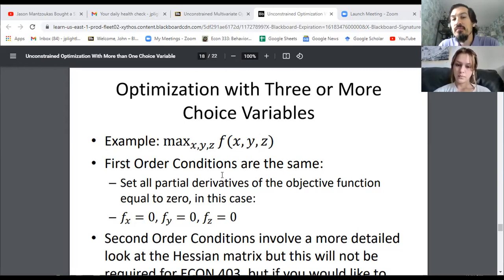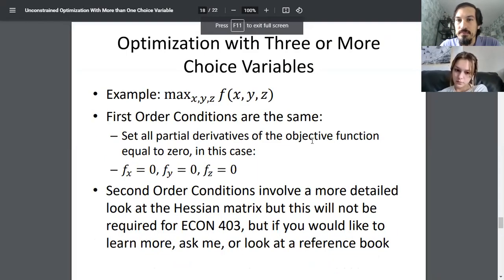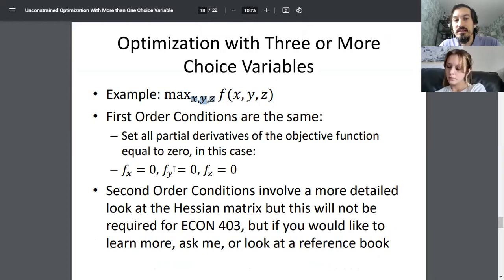Okay. The first thing to know is that first order conditions are exactly the same. In other words, you set the partial derivative of the objective function to zero. Let's see if I can get a full screen. There, I think it's full screen. Still looks good to you guys, right? So let's say the choice variables are x, y, and z. Of course, the first order conditions are the partial derivative of f with respect to x is 0, partial derivative of f with respect to y is 0, partial derivative of f with respect to z is 0. So you have three first order conditions in this case.